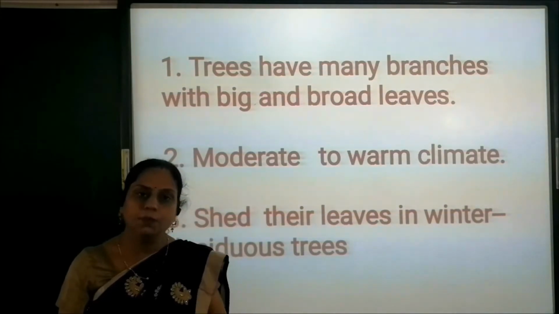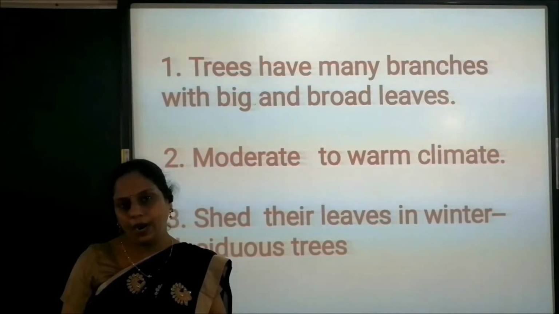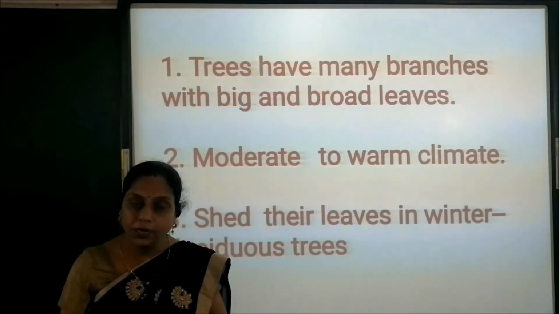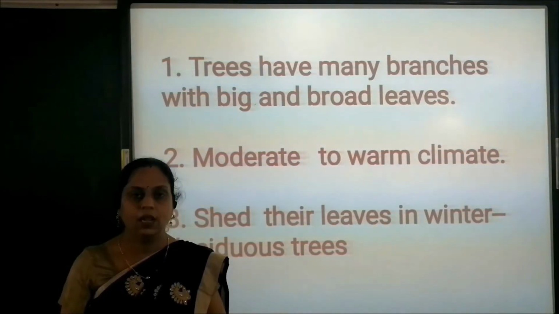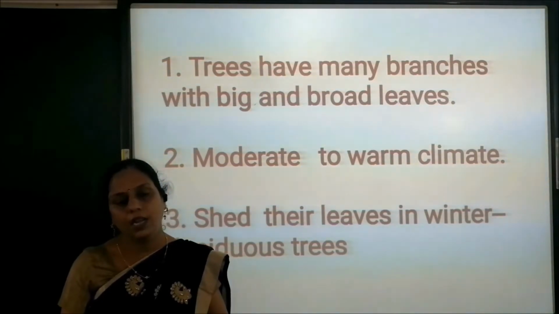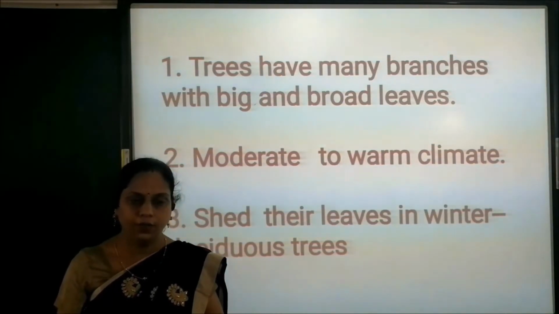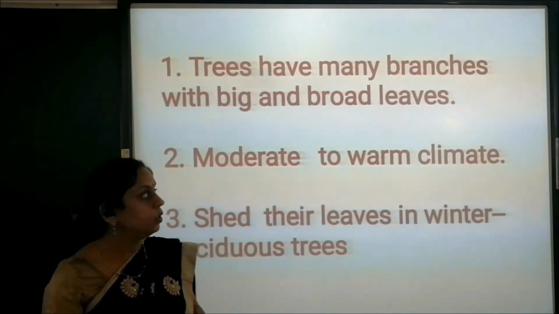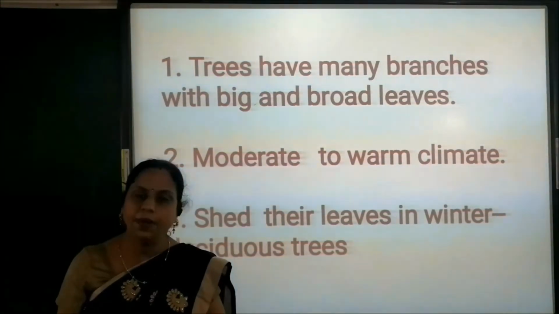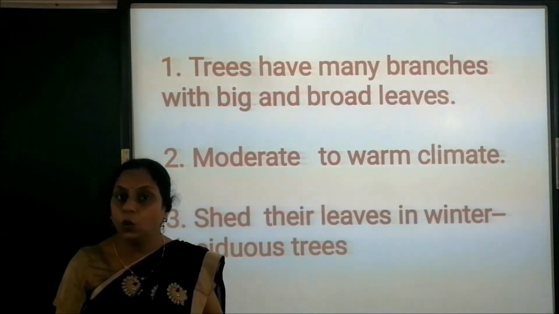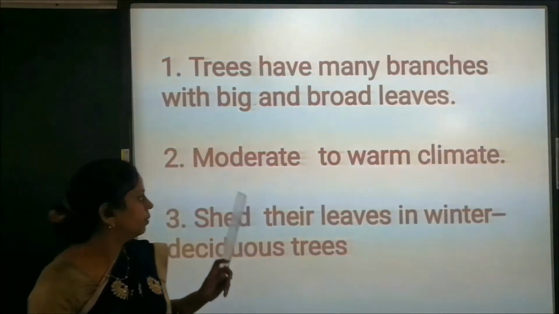Now children, broad leaves help in transpiration. Yes, you all know what transpiration is? The leaves release the extra water in the form of water vapor, which is called transpiration. So these broad leaves help in transpiration, which makes the tree cool in summer.